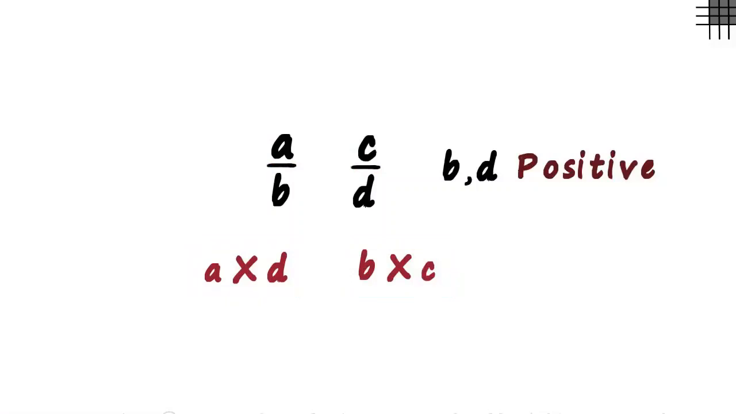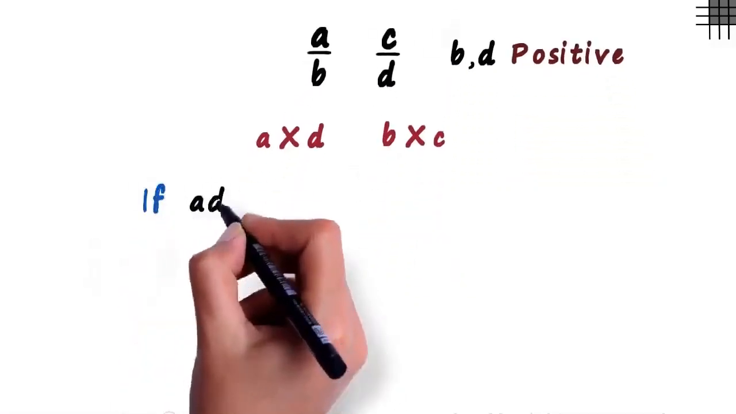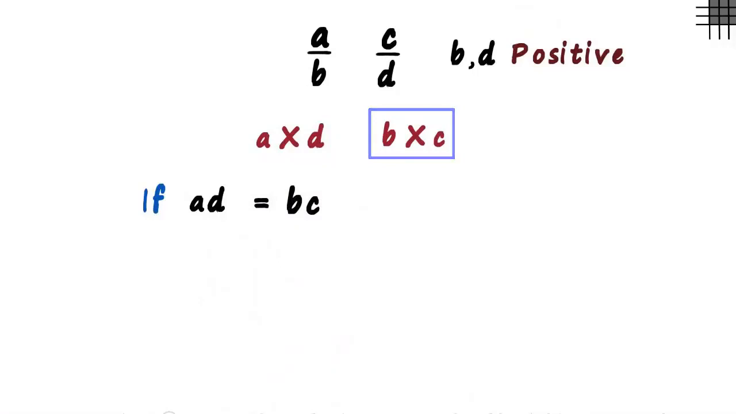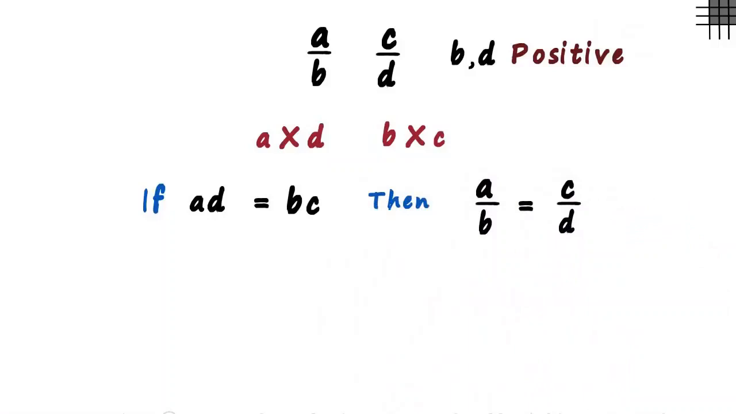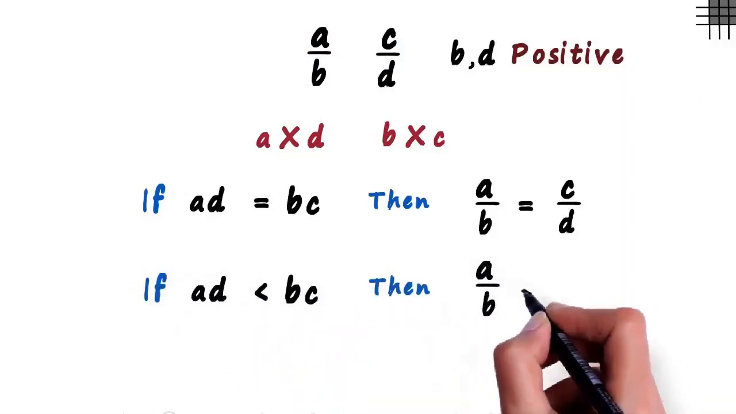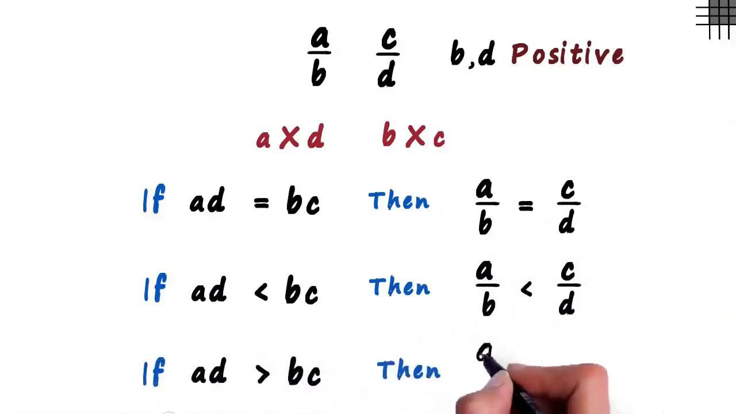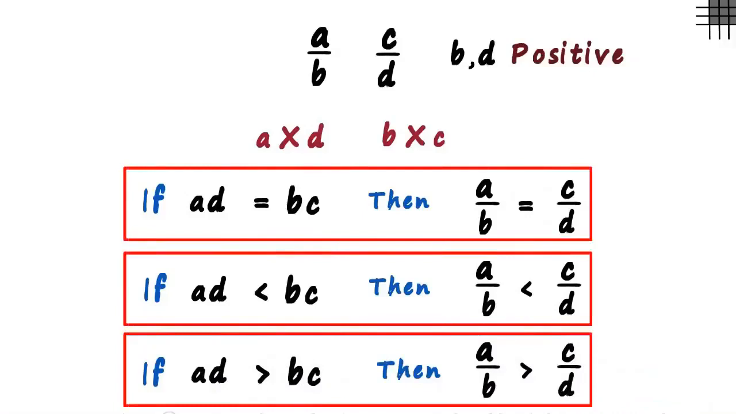There are three simple things we need to understand here. If ad, which is the product of a and d, is equal to bc, the product of b and c, then a by b will also be equal to c by d. If the product of these two integers is equal to the product of these two integers, then the two rational numbers will be equal. But what if ad is less than bc? Simple, then a by b will also be less than c by d. And if ad is greater than bc, then a by b is greater than c by d. That's how simple comparison of rational numbers is.